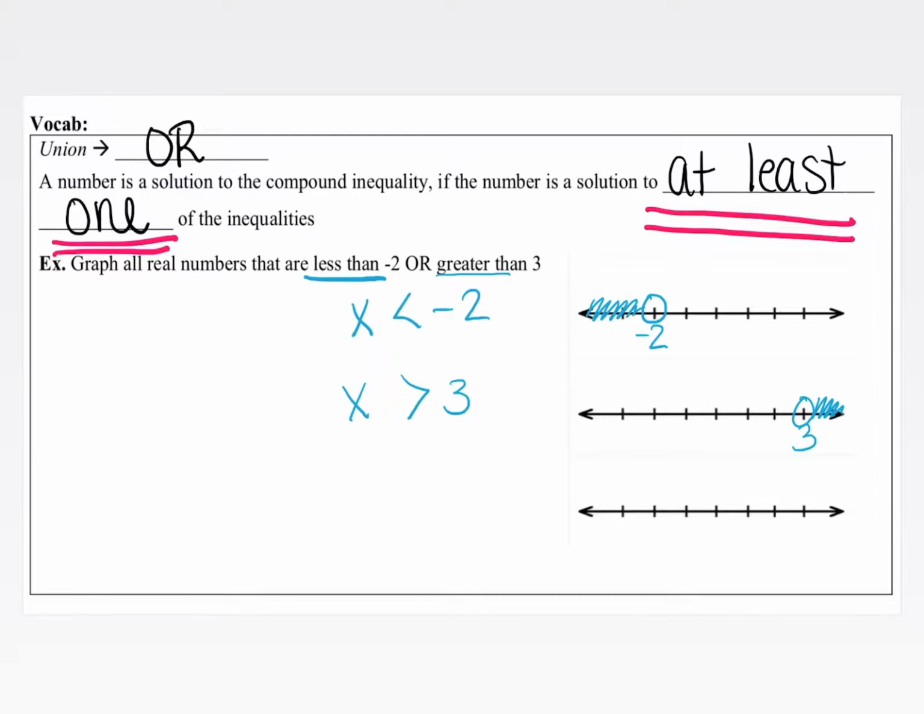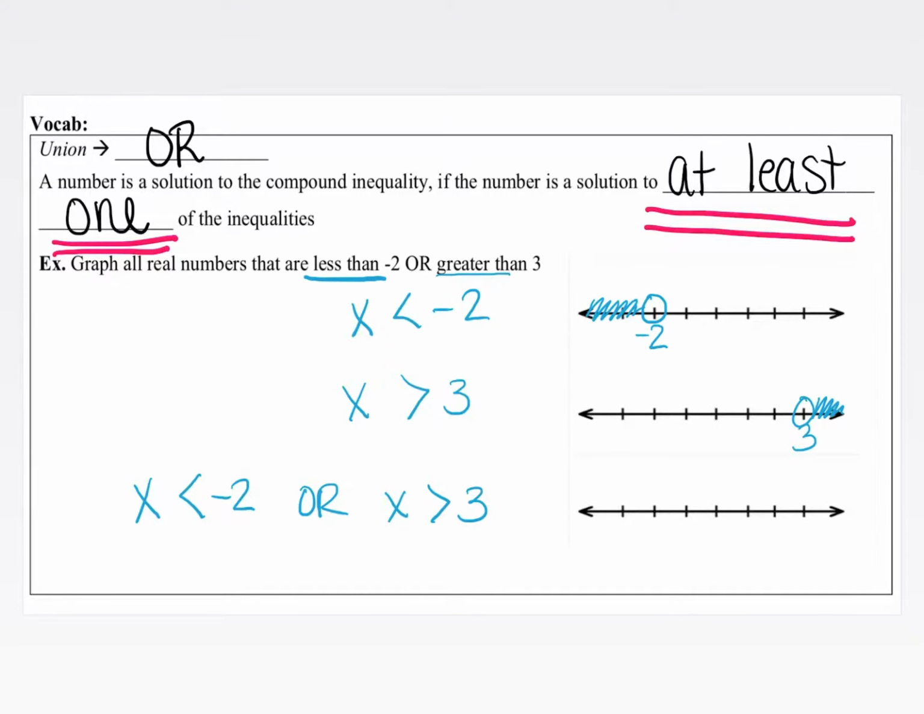So this inequality, if we were to write it in compound form, we have x is less than -2 or x is greater than 3. Now there isn't another compact way to write this, unlike the and form, so we would just leave it as x is less than -2 or x is greater than 3. However, let's think about an example that satisfies either of the inequalities, or at least one of them. Something that is either less than -2 or greater than 3.